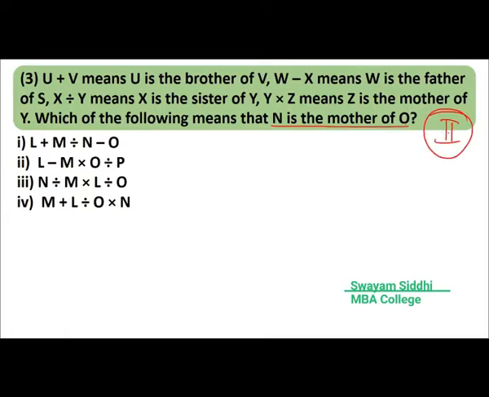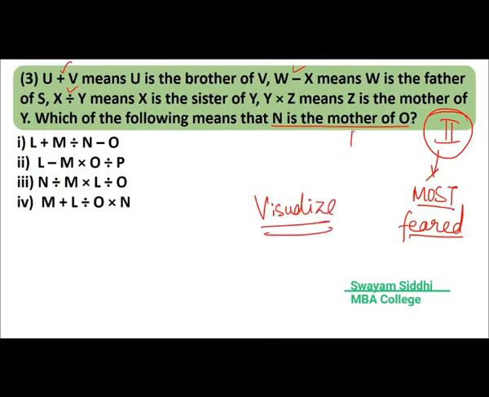Welcome to category 2 of blood relations and family tree. By far this is the most feared topic and one of the most confusing types of sums related to blood relations. In these sums the problem arises because of the symbols, and we are not able to visualize them. It is very important to visualize these symbols, because the answer we need is in the form of a relation and not a symbol. We are given 4 options and are not able to see what these symbols mean or how they look when we draw a family tree. That is the reason we are not able to quickly find the answer.